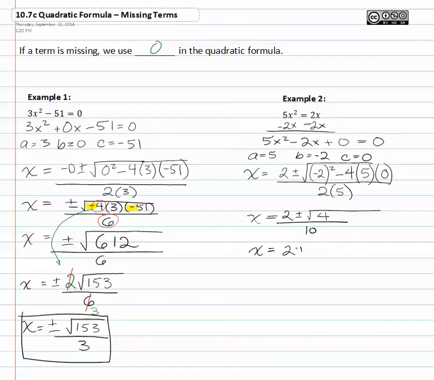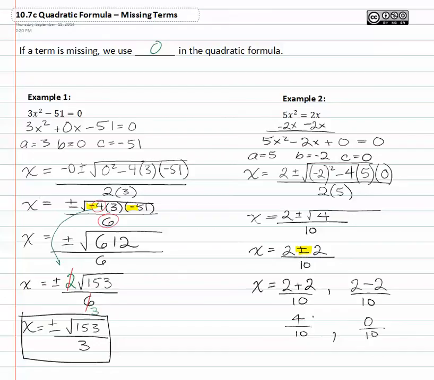4 is a perfect square, so we can rewrite this as 2 plus or minus 2 over 10. So we will indeed have two solutions once again because of that plus or minus sign right here. We end up with x is equal to 2 plus 2 over 10 and 2 minus 2 over 10. Let's take a look at what those reduce to. We get 4 over 10 on this one, and we get 0 over 10 on that one.